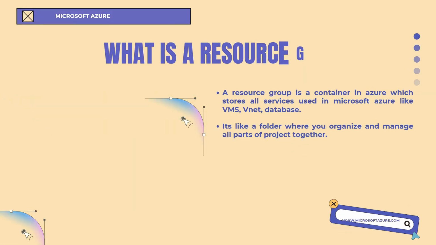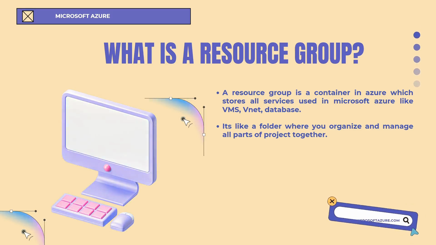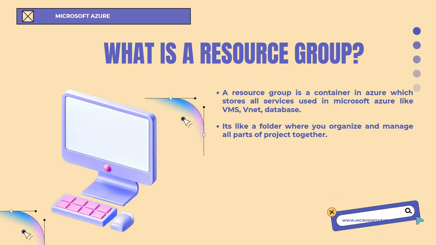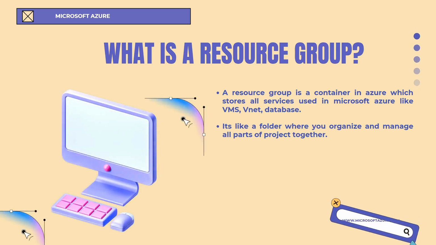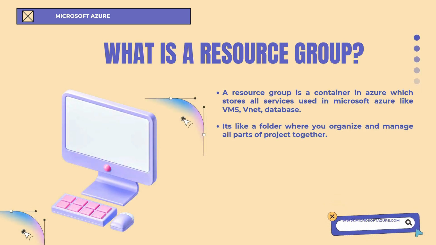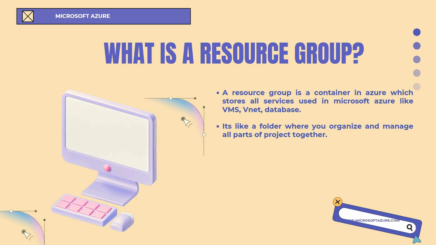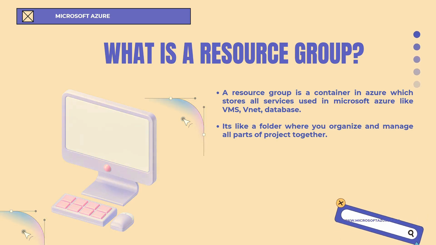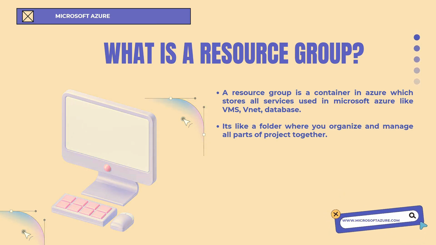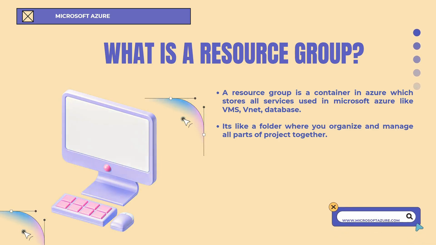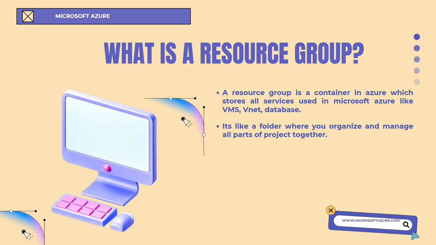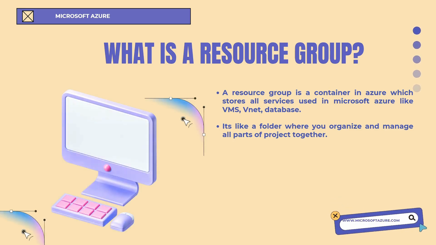So, what is a resource group? A resource group in Azure is a logical container that groups together related Azure resources such as virtual machines, virtual networks, storage accounts, and databases into a single manageable entity. Think of it as a dedicated folder or a well organized cabinet in a data center, designed to streamline the lifecycle management, deployment, and monitoring of these resources under one umbrella.